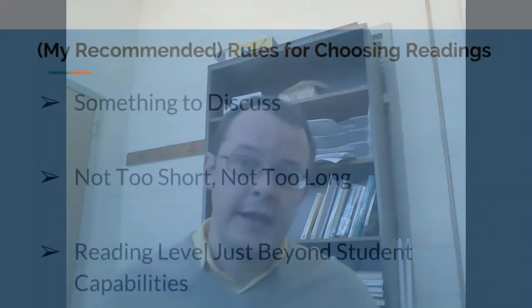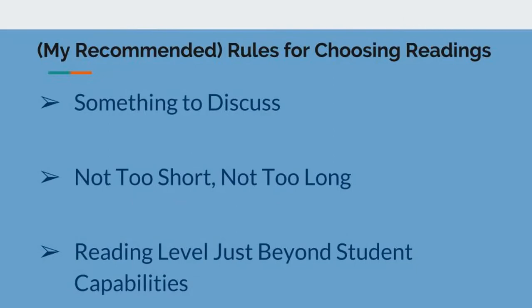But hopefully these 3 rules give you something to go on in terms of good Socratic seminar texts. And the texts are so important. So number 1, you want it to be something that has discussion in it. Number 2, you don't want it to be too long or too short. And number 3, you ideally want the reading level to be just above what you think individual students on their own might be capable of.